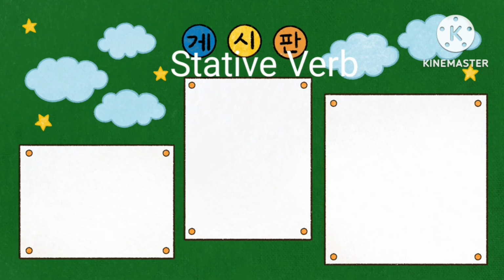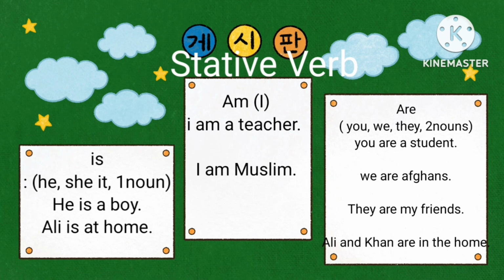Second, the to-be verb or stative verb. It shows a state. We have three kinds of stative verb. Is, am, are. Is is for he, she, it, one person, one noun. Like he is a boy. Or Ali is at home. The second one, am. I am a teacher. I am Muslim. And the third one, are, we use for you, we, they, or two nouns.